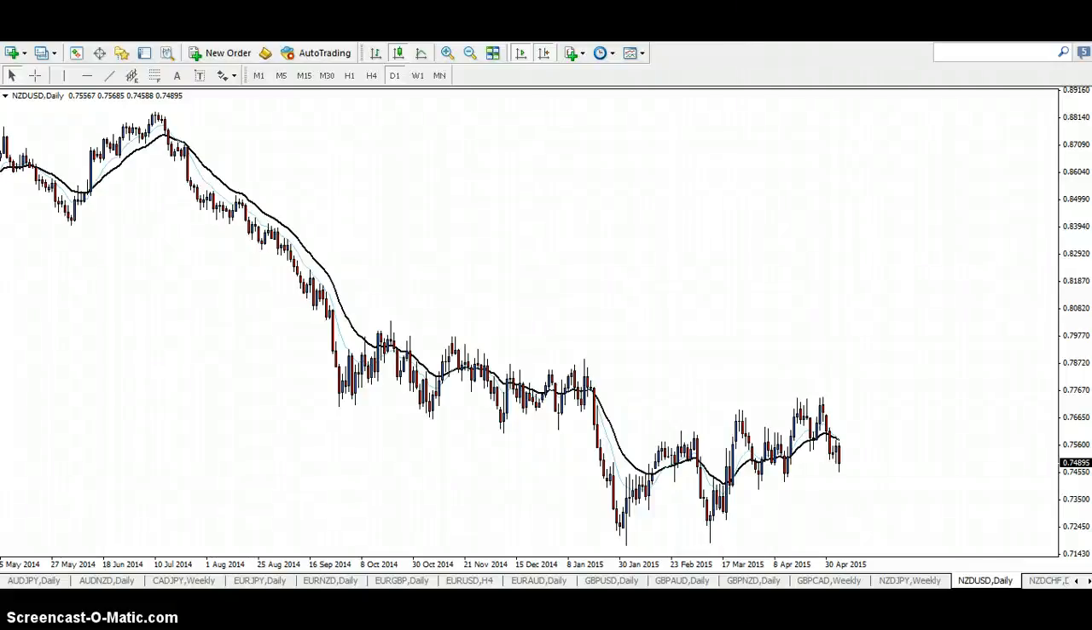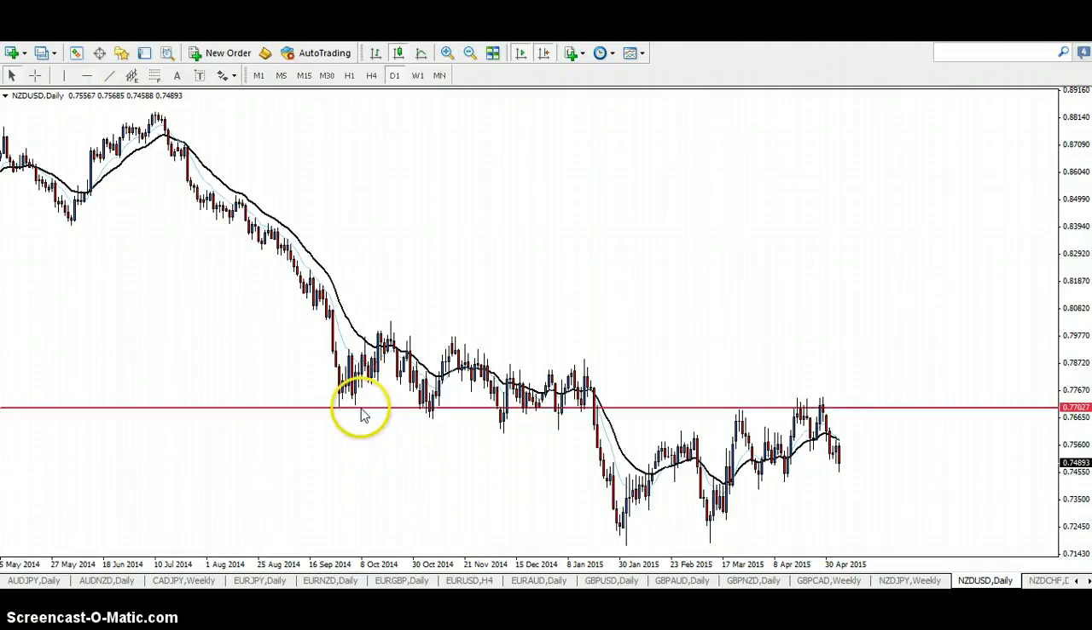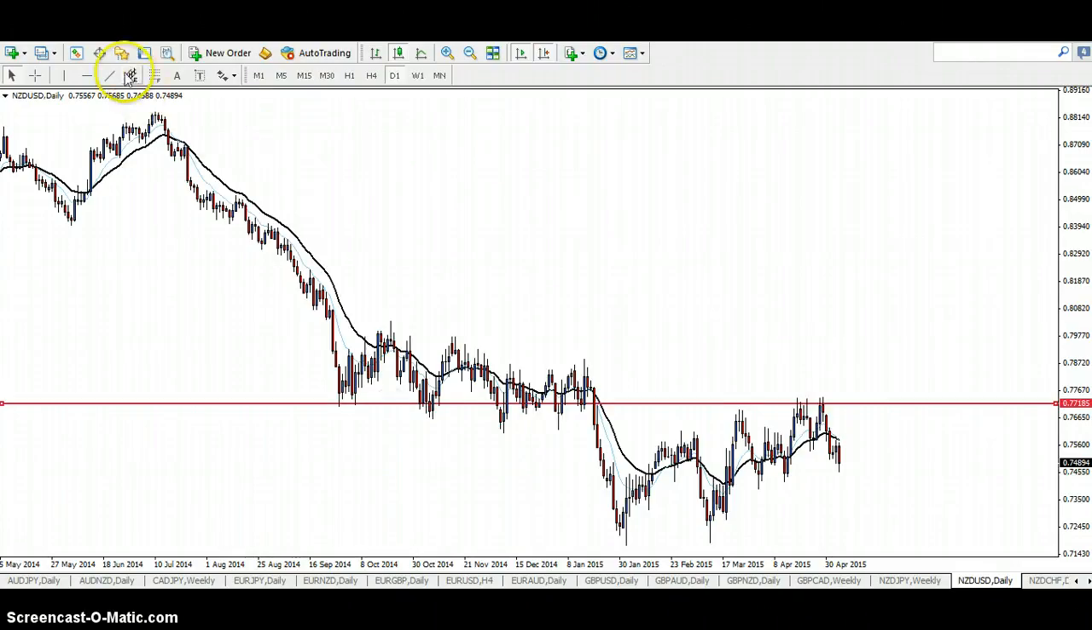So we're going to assess our New Zealand US dollar trade that we entered about a week ago. I'll just draw out the support and resistance, Fibonacci, and go through the 5-pillar approach of what we used to enter the trade. So we'll plot out our support and resistance, which is right here in this area.